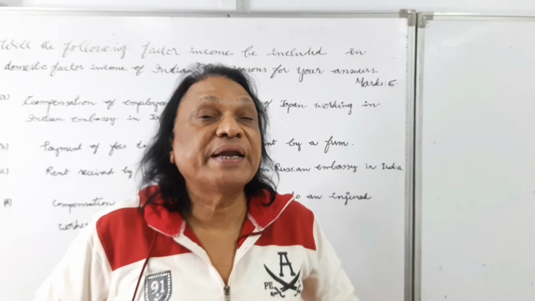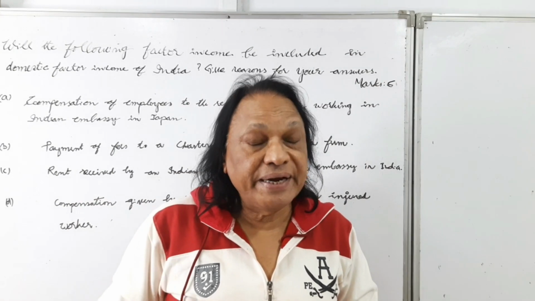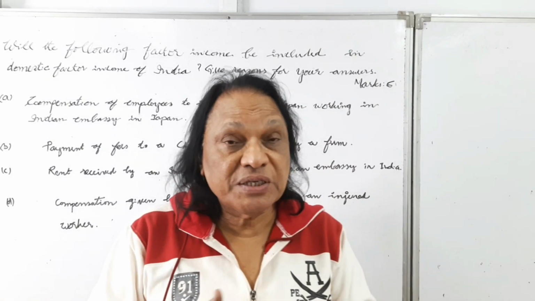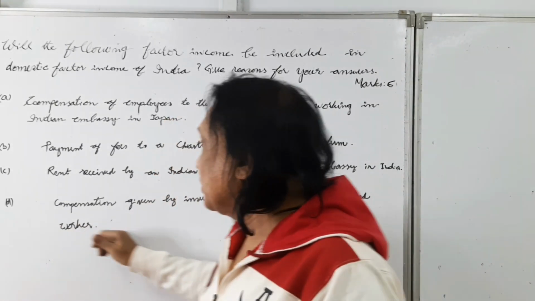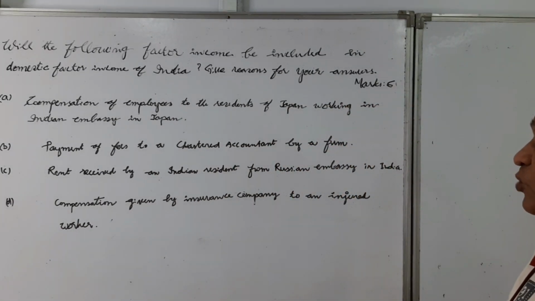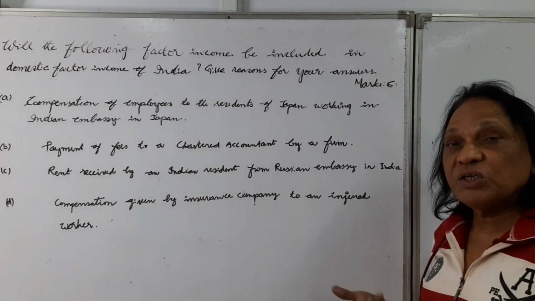However, it should be included in national income, because the person, the Indian who is receiving this rent, is a normal resident of the country. I hope it's clear. And the next one, the last one: compensation given by an insurance company to an injured worker. So the injured worker is getting the compensation from the insurance company.